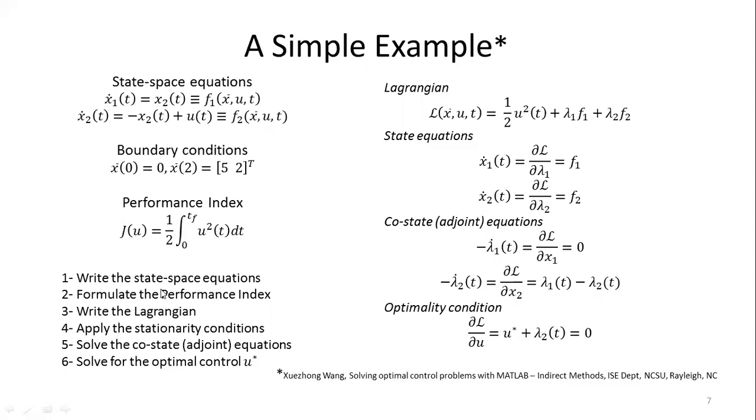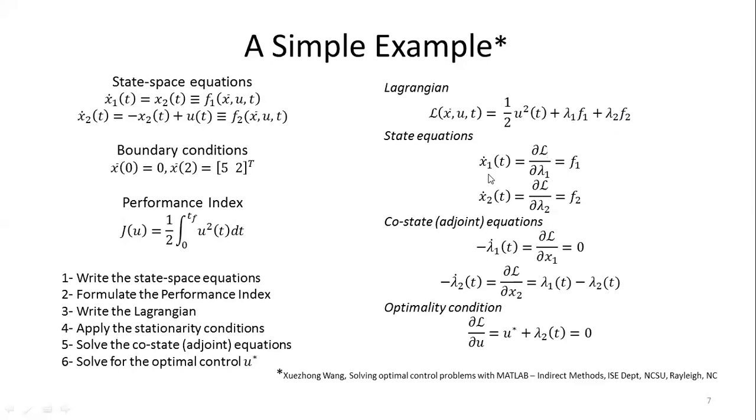So here are the steps. We first write the state space equation. We formulate the performance index. We write the Lagrangian. We apply the stationarity conditions, and we solve for the co-state or adjoint variables using the adjoint equations. And finally, we solve for the optimal control U star. So for this problem, we can write the Lagrangian L as half U square plus the Lagrange multiplier lambda 1 multiplied by F1 plus Lagrange multiplier lambda 2 times F2. Now the constraints, there are two constraints in this problem. Therefore, we have two Lagrange multipliers.